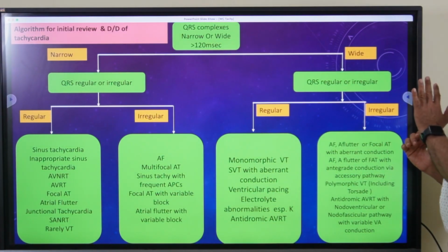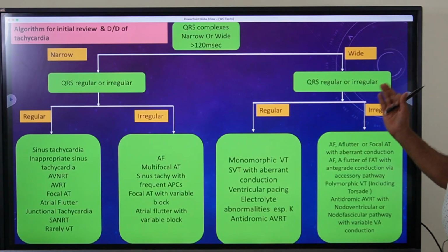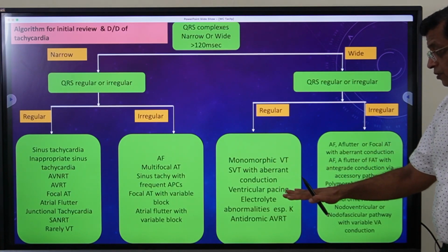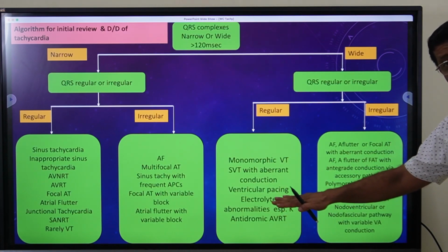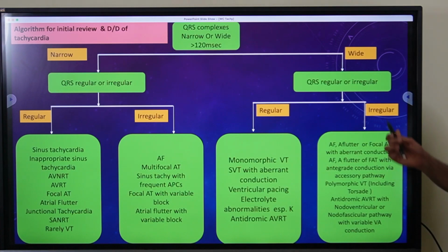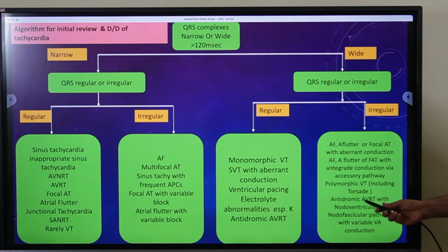Our topic today is wide complex tachycardia. So if wide complex tachycardia is regular, then it is monomorphic ventricular tachycardia or SVT with aberration, or it is ventricular pacing or electrolyte abnormalities, especially hyper K, and antidromic AVRT. If it is irregular, then it could be atrial flutter or atrial fibrillation or focal atrial tachycardia with aberrant conduction, or polymorphic VT including torsade, or antidromic AVRT with nodoventricular or nodofascicular pathway with variable ventriculoatrial conduction.